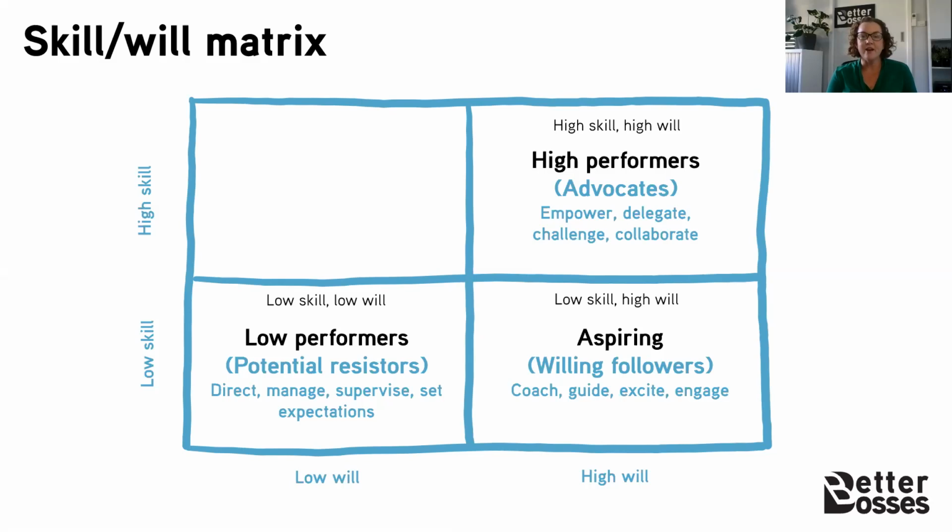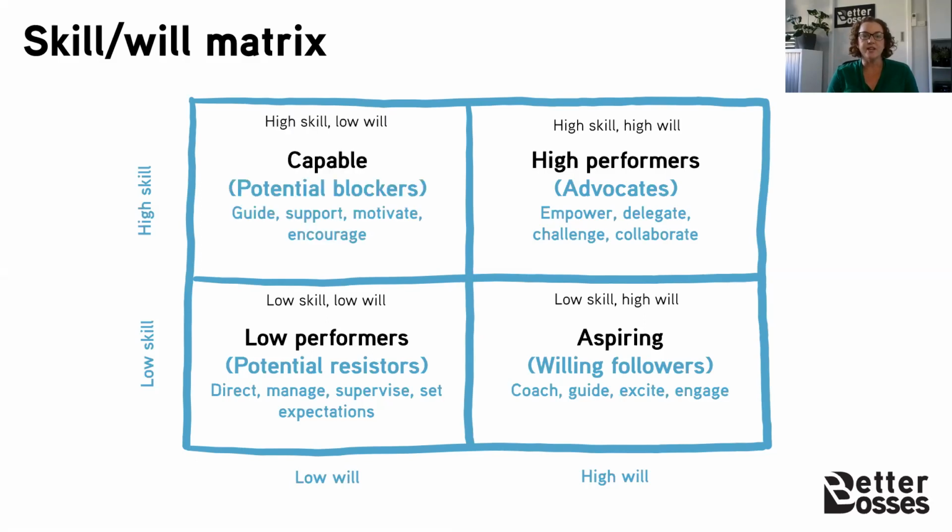So your aspiring team members need to be coached. They need to be guided and just continually engaged and kept excited, so that that will stays there whilst they're developing their skills, and then they can move into that high performance quadrant. The next quadrant is the high skill, low will quadrant. So these are your capable people.